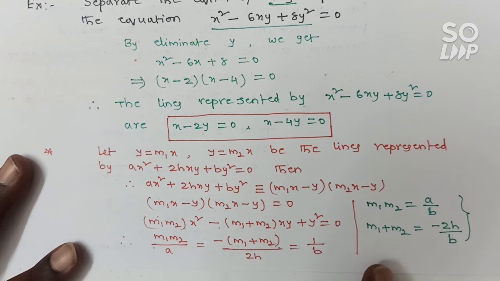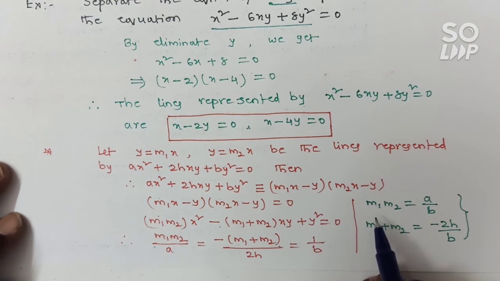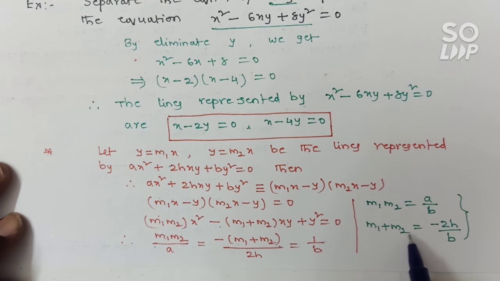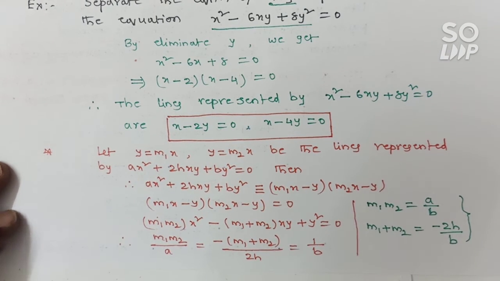These two are the most important results. Here we have the sum of the slopes is minus 2h by b, and the product of the slopes is equal to a by b. Here 2h is the xy coefficient, a is the x square coefficient, b is the y square coefficient.